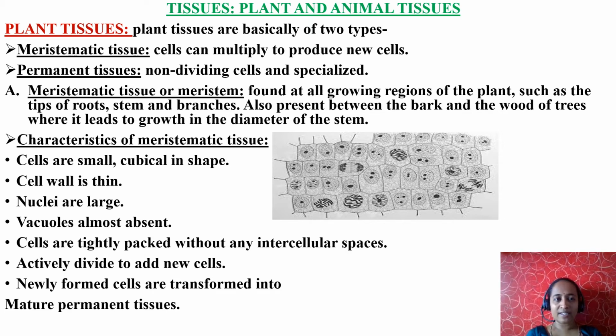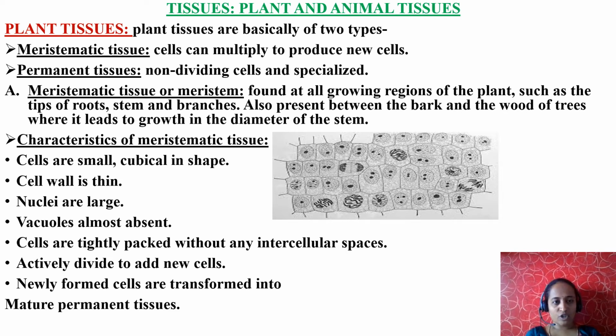What is meant by meristematic tissue? The cells which come under meristematic tissue have the capability to multiply rapidly to produce new cells. So, the cells which come under meristematic tissue have the capability to divide themselves. But permanent tissues lack the capability of cell division. There is no cell division that takes place in permanent tissues. As the name indicates, the tissues are permanent to do work.